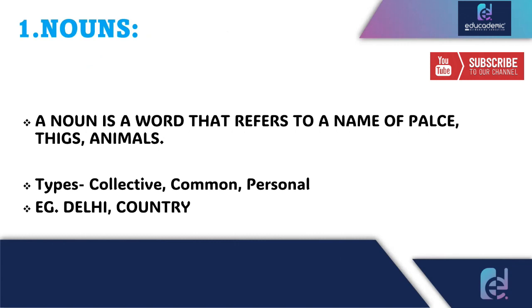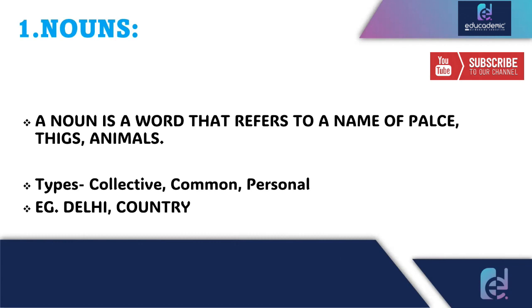Now, what does noun mean? Noun is a word that refers to the name of a place, thing, or animal. See here, we are talking about a name. We are talking about the name of a place. It can be the name of things as well. So those are nouns. Let's take an example here. Satish is listening. So here Satish is a name, the name of a person. So Satish is a noun.